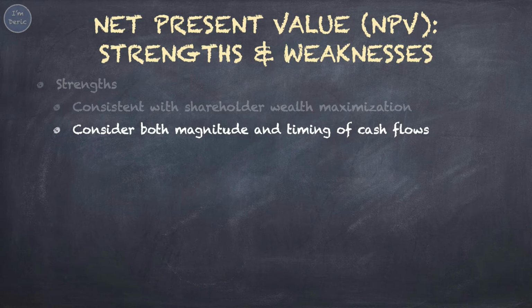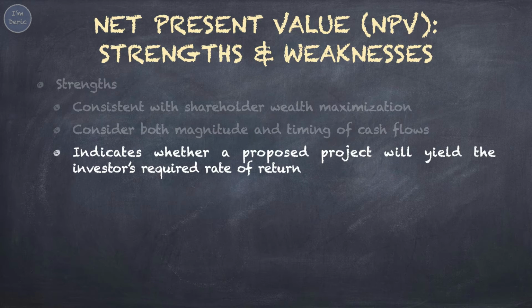Second, NPV considers both the magnitude and timing of cash flows. Magnitude refers to how much, while timing is about when you will receive the cash flows. Third, it indicates whether a proposed project will yield the investor's required rate of return. If the NPV is positive, it shows that the return of the project is higher than the required return.